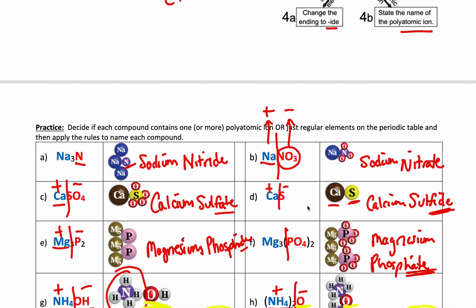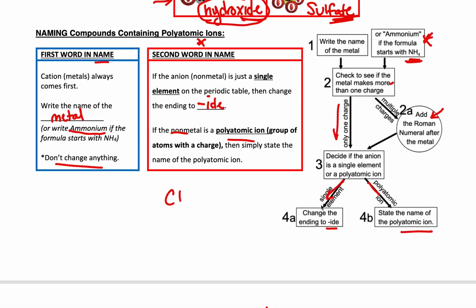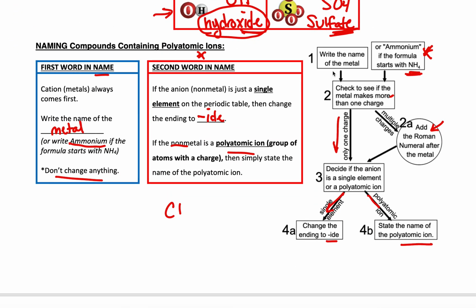All right. So this is how we name them. Go through the formula, figure out what your metal is, write the name of the metal, check quick just to see if it makes more than one of these charges. We didn't come across any because I didn't put any of these crazy Roman numerals in here, but you will see them when you do the practice. If there's only one charge, and in this case they were all just one charges, then we go down and move on into the anion.